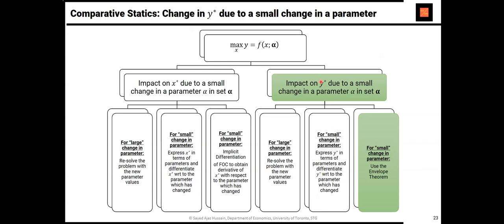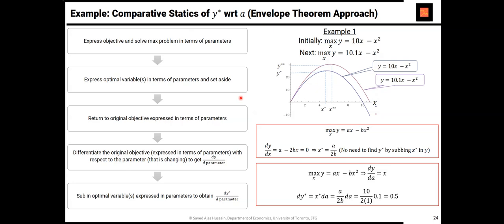It's telling you how y star is going to change when some parameter alpha changes. I'll read it out first, and then I'll read it out one more time by example. It says, whatever your objective function was, express it and solve that problem in terms of a's and b's. Find the x stars in terms of a's and b's, set it aside. Go back to the original problem.